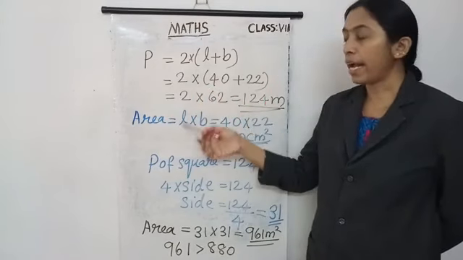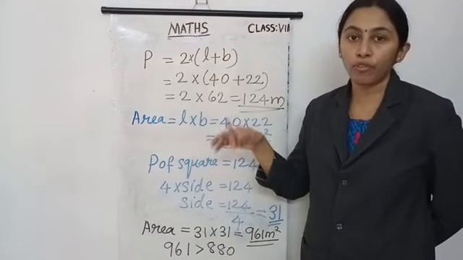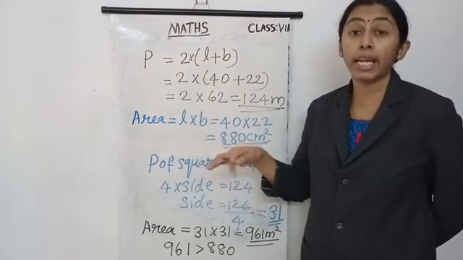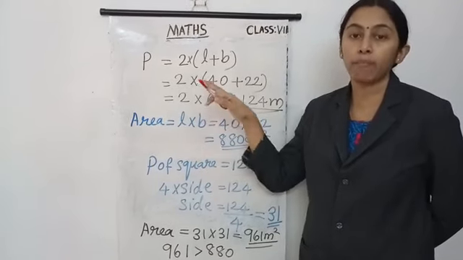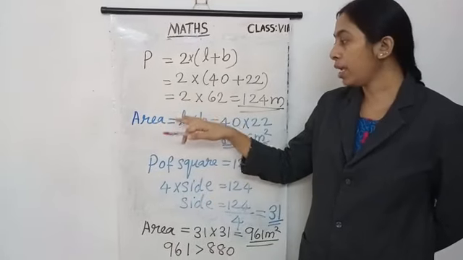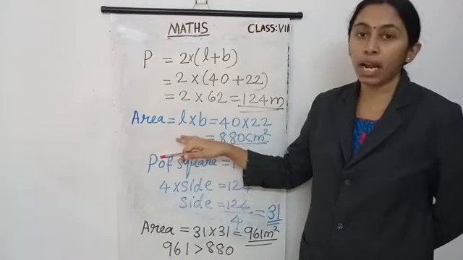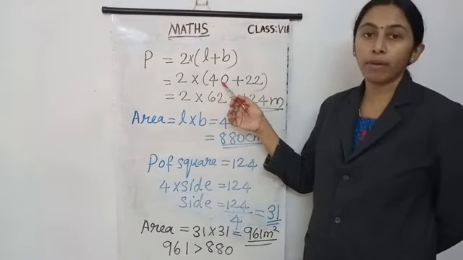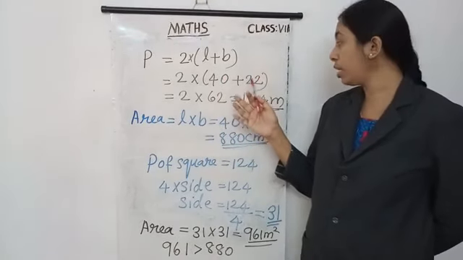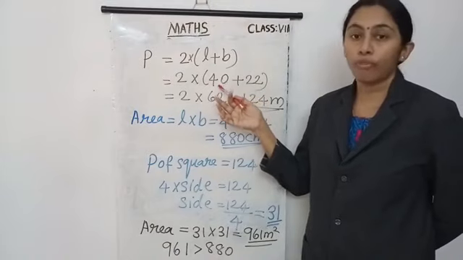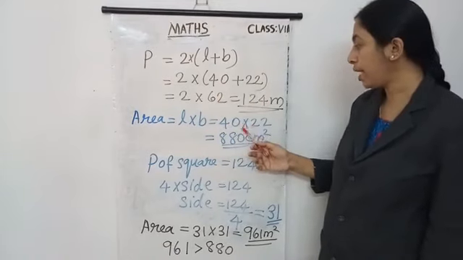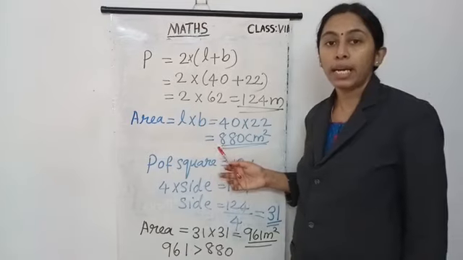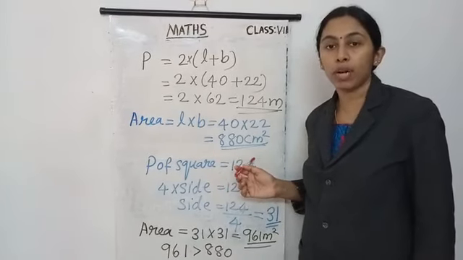Okay. Now find its area also. We need to compare the area of the rectangle shape and the square shape. So here we find the area also. Area is equal to length into breadth. Breadth is given 22 and length is 40. So substitute that, 40 into 22, we get 880 centimeter square.